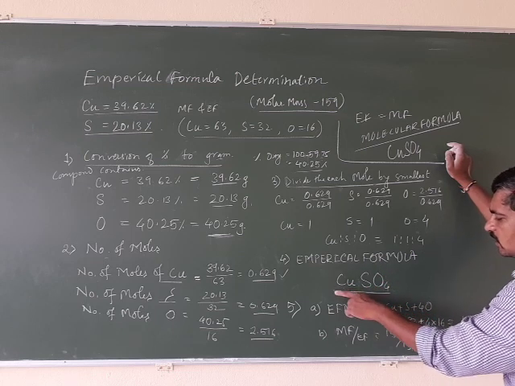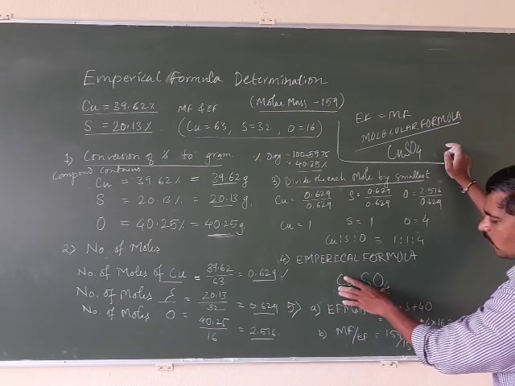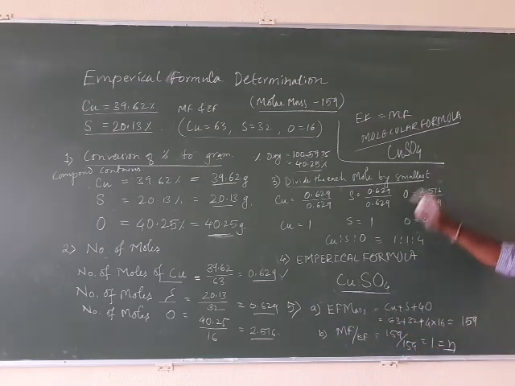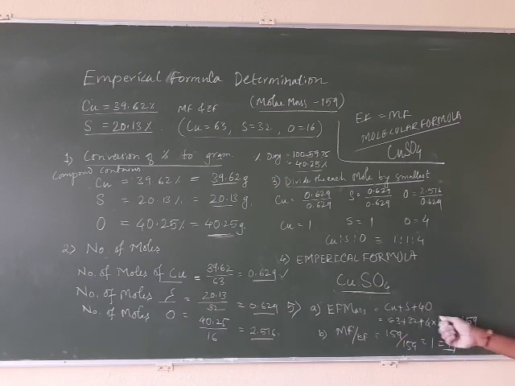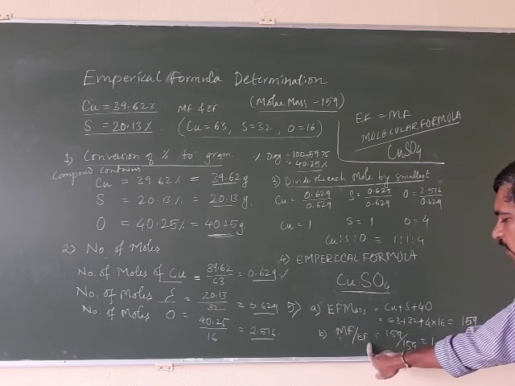From this empirical formula we try to calculate the molecular formula, and for that we require the empirical formula mass. We have calculated the empirical formula mass from this empirical formula by adding the atomic masses of the different elements, and we get 159. Now we need to find the factor n, and it can be found by molecular formula mass divided by empirical formula mass.